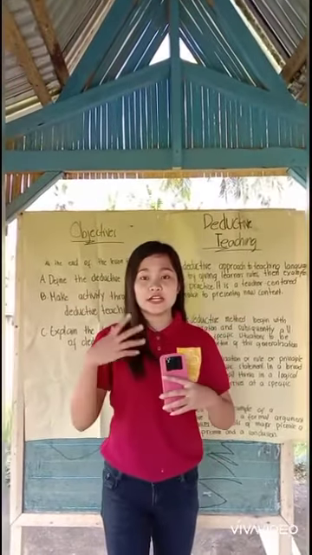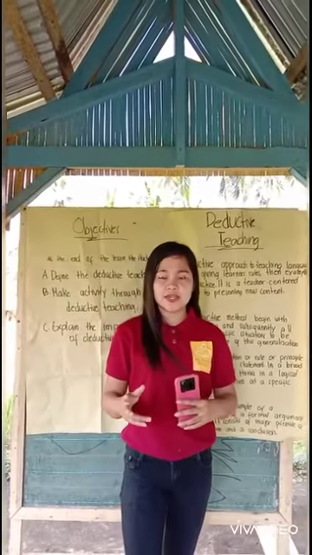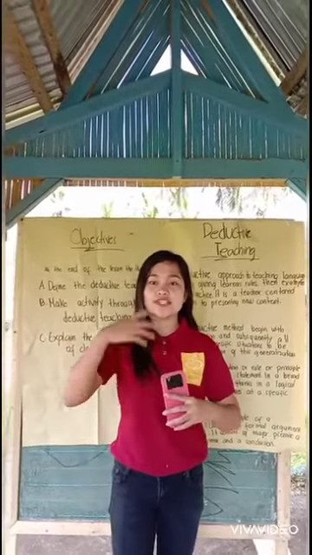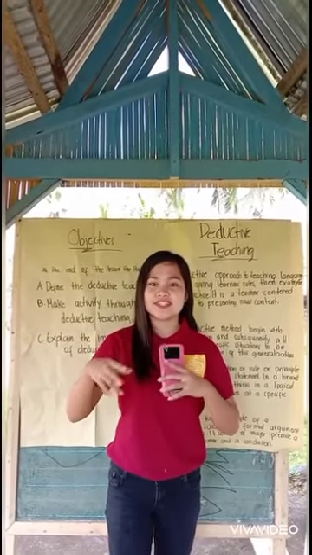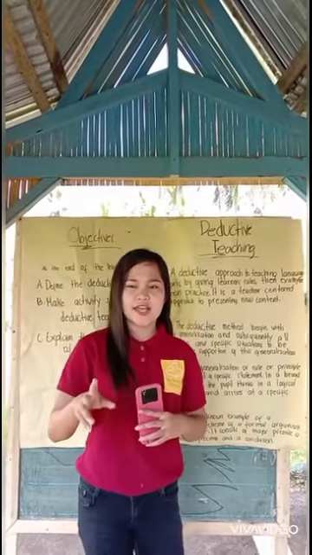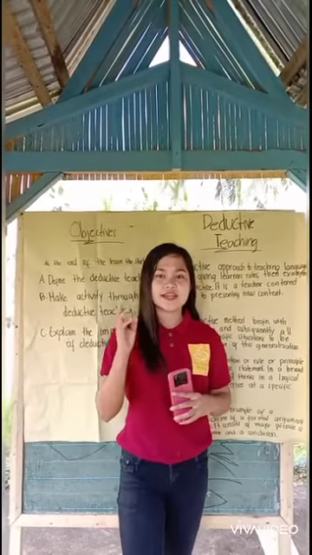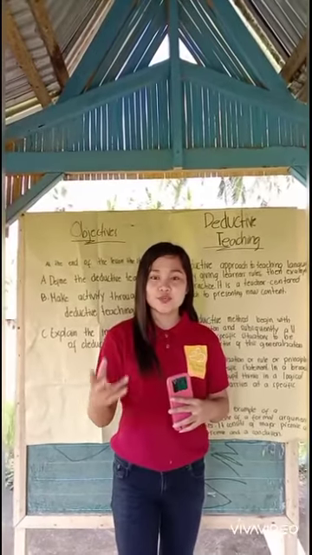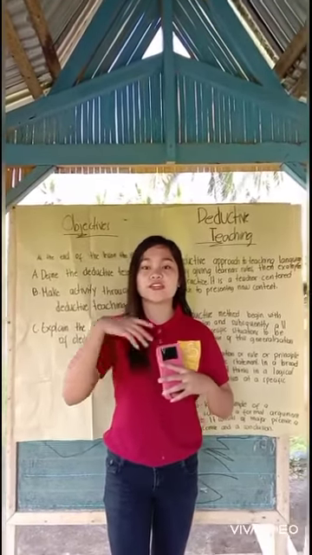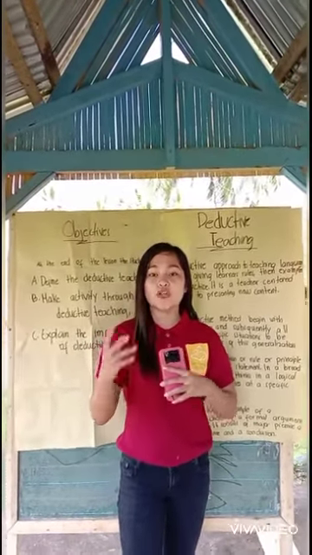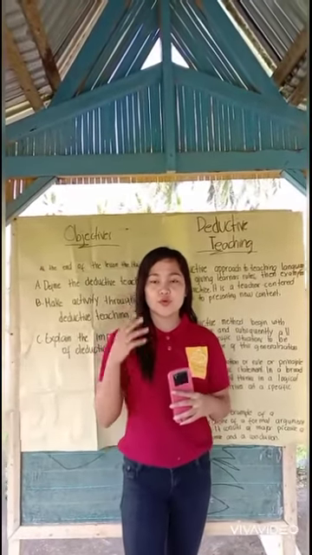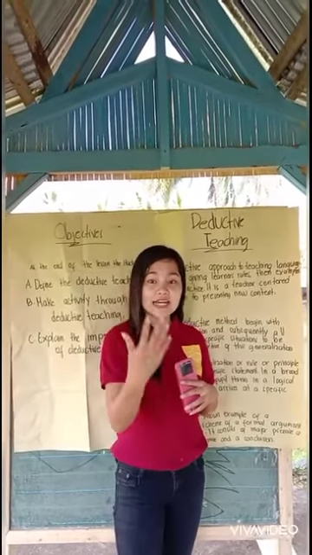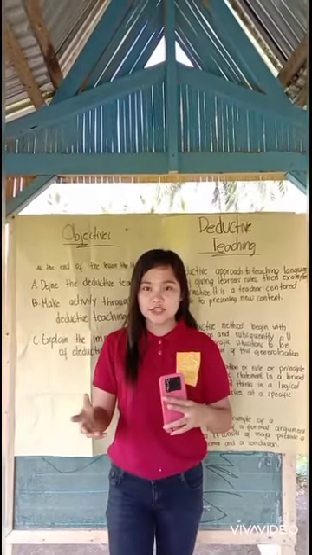An example of deductive teaching is high school teachers, because as we observe, the high school teacher is the only one to discuss the topic, while the students just sit and listen to their teachers. While for inductive teaching, the example is college students, because as we observe, the students in college are the ones to find their topic, and the teachers just guide them to complete their task. And that's the difference between inductive teaching and deductive teaching.